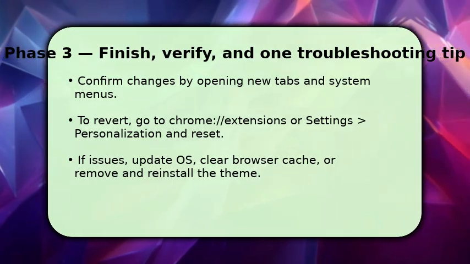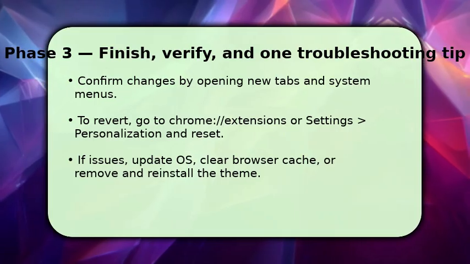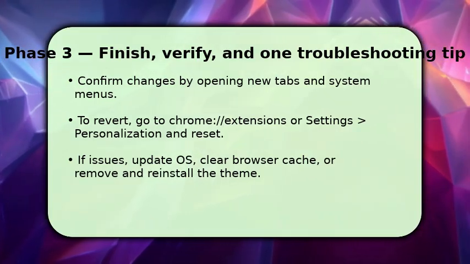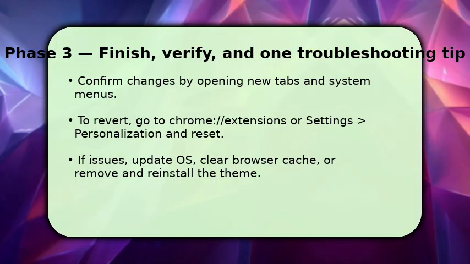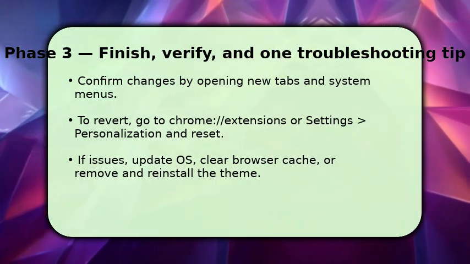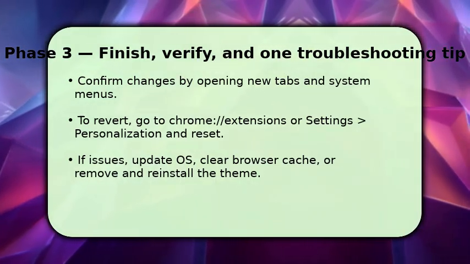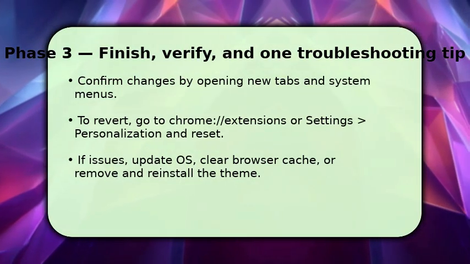If something goes wrong, colors glitch or UI misaligns, update Chrome OS, clear browser cache, then remove and reinstall the theme. That usually fixes conflicts. If problems persist, sign out and back in or restart.